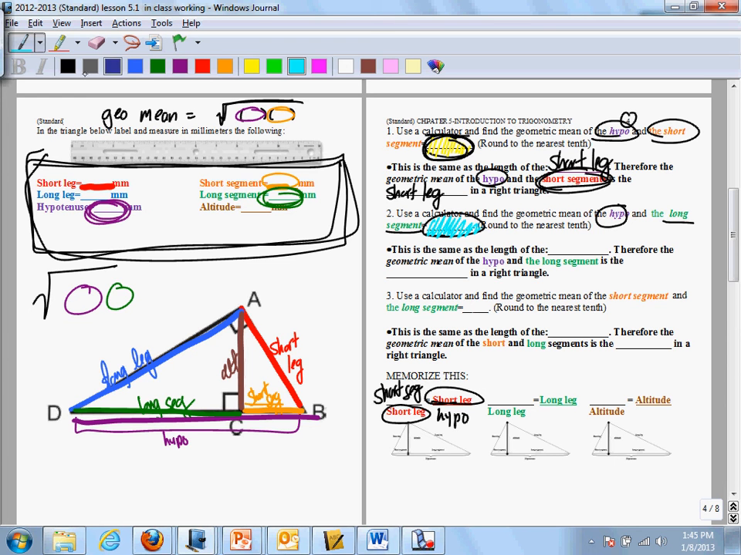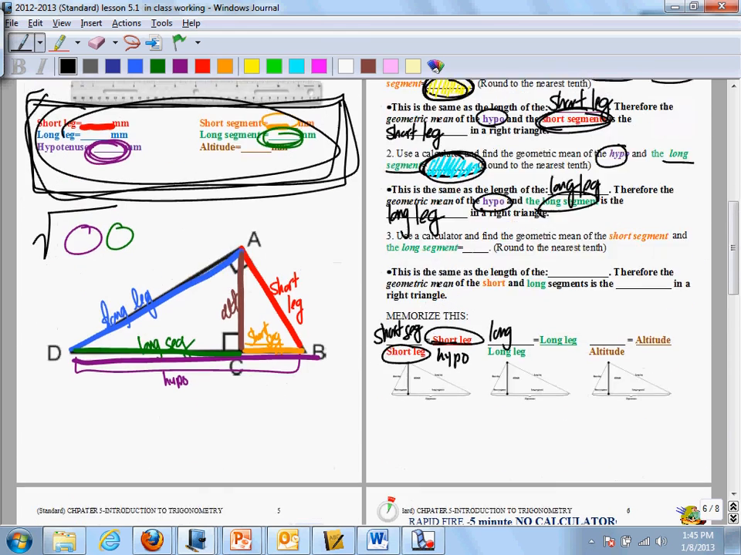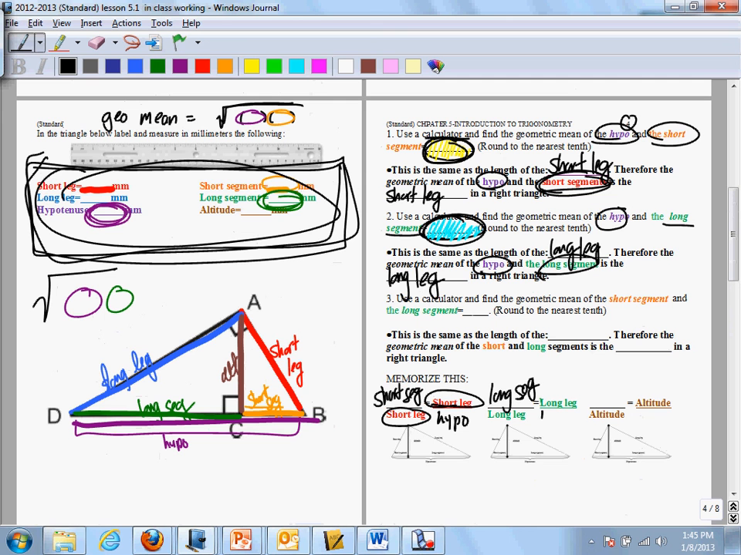Okay, ready? All right. Now, match. This number should match with something here. Raise your hand if you think you know what it matches. Gallo, what do you think? Bingo, right here. Long leg. Therefore, the geometric mean of the hypo and the long segment is the long leg. Excellent. So go down here. The long leg is the geometric mean between the long seg and the hypo.